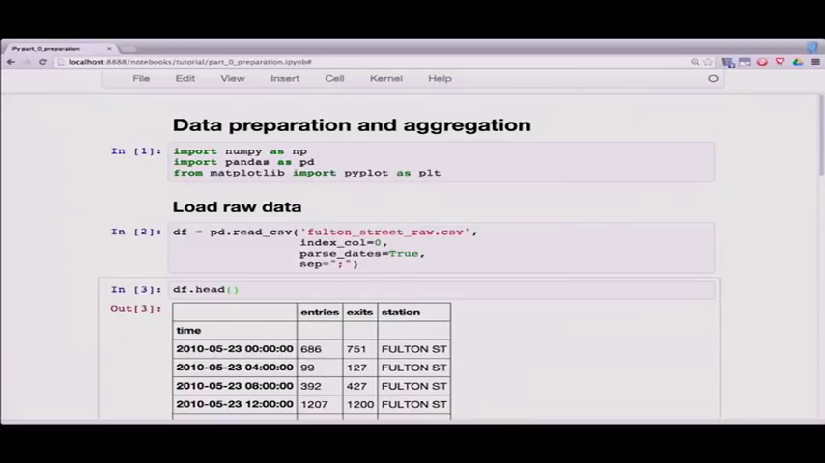So actually the downloaded data from the MTA has more information. So it has information about the nodes at which the stations are connected to. But here I already refined it to timestamp, number of entries, number of exits, and the station name. So we are talking about the station Fulton Street.